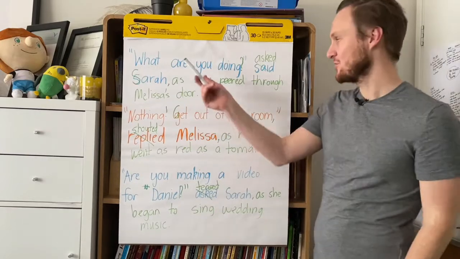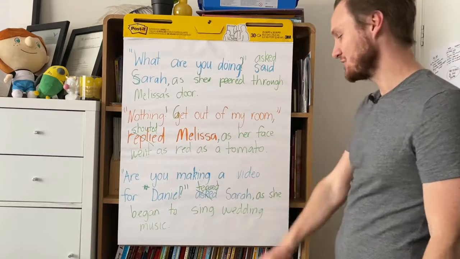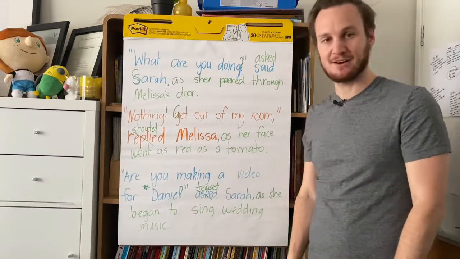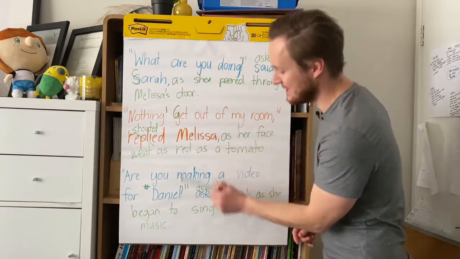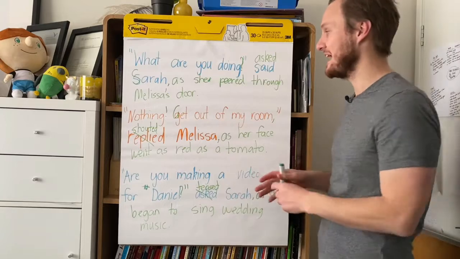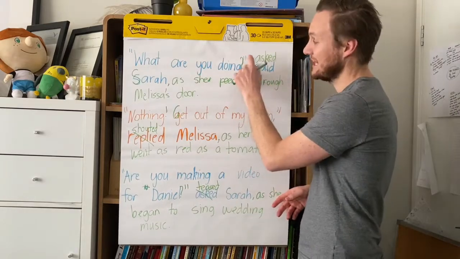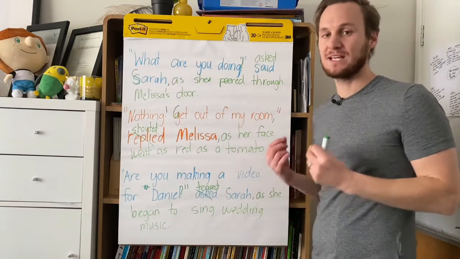So you can see we went from, "What are you doing?" said Sarah. "Nothing, get out of my room," replied Melissa. "Are you making a video for Daniel?" asked Sarah. We don't even know how any of these people are feeling. But just by adding in that extra bit after each of those, we've made this story start to come to life. Not only that, but we've really added in those extra things that those teachers are looking for. Really well punctuated dialogue is really, really important.